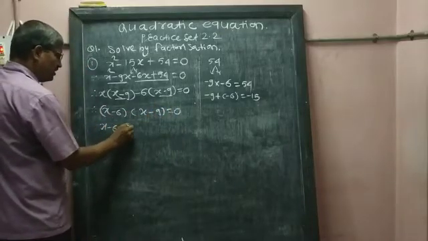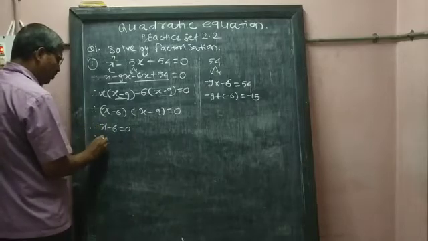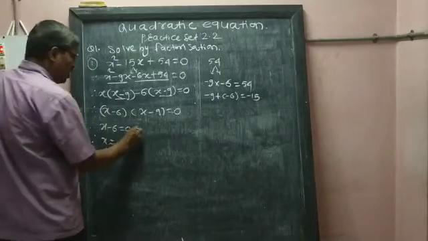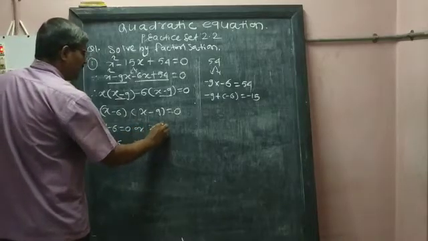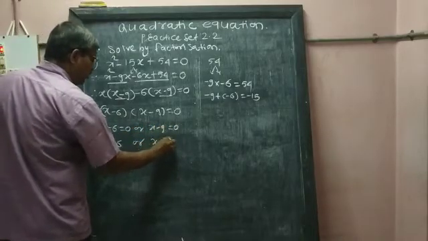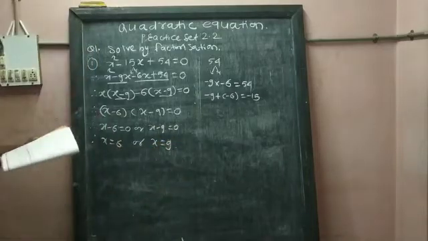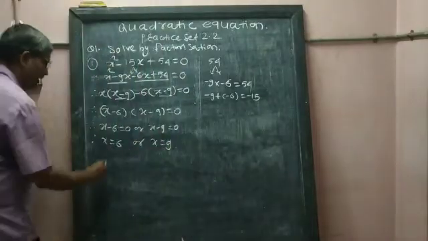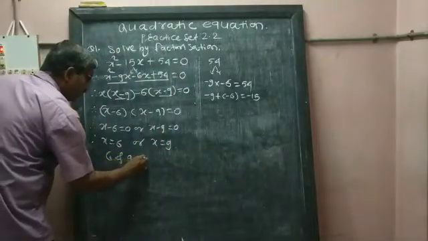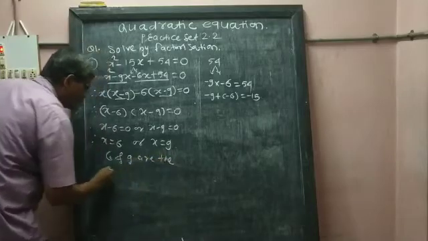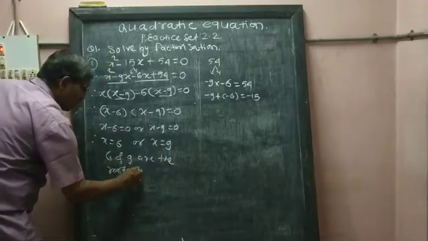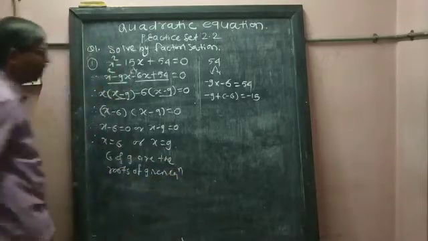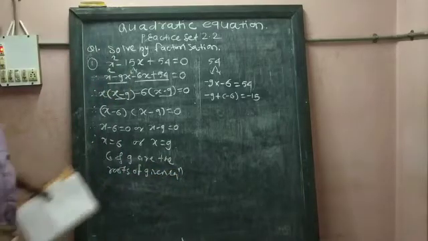Then x minus 6 is equal to 0. Therefore, x is equal to 6, since it goes to the other side becoming positive. Or x minus 9 is equal to 0, x is equal to 9. Thus, here we can write that 6 and 9 are the roots of the given equation. Okay, this is called the factorization method.